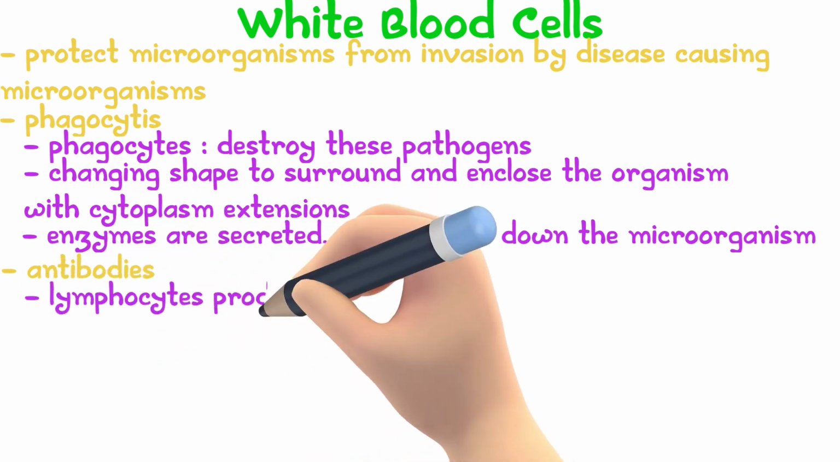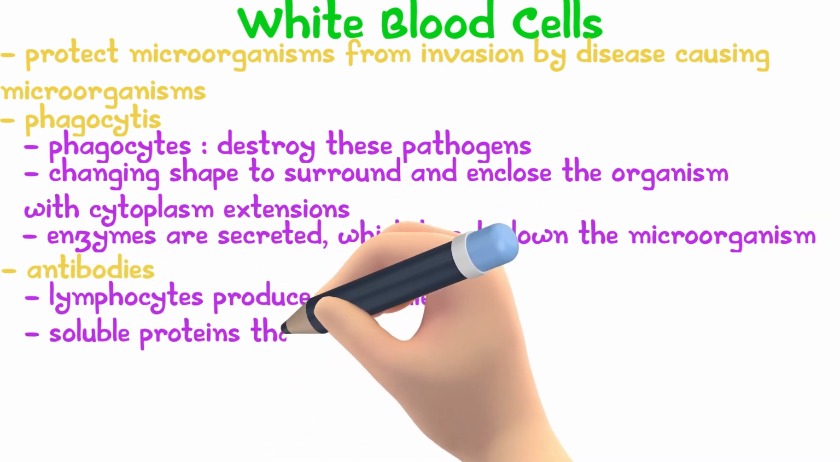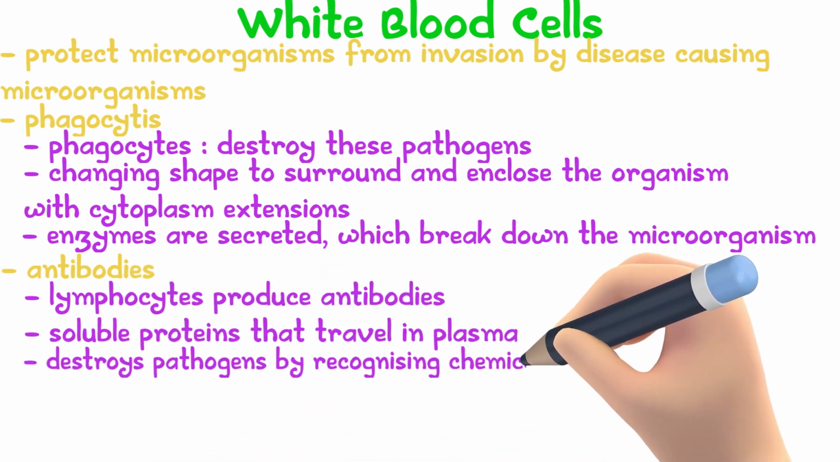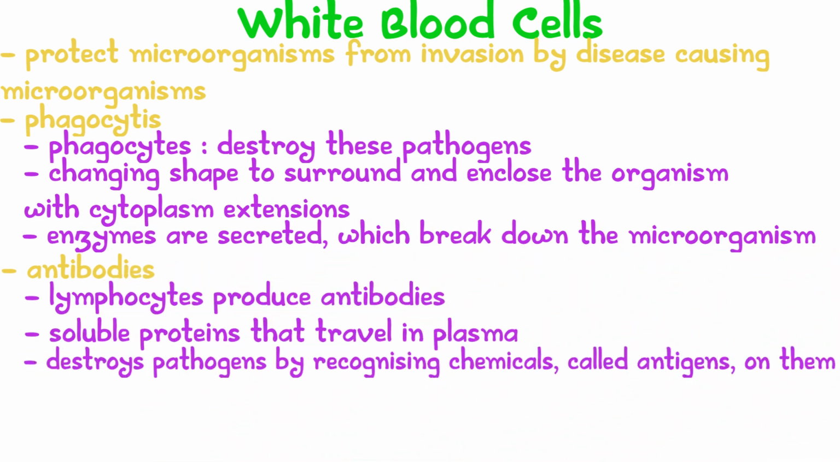Lymphocytes produce antibodies, which are soluble proteins that travel in plasma. These destroy pathogens by recognizing some chemicals called antigens on them. This is known as the immune response.